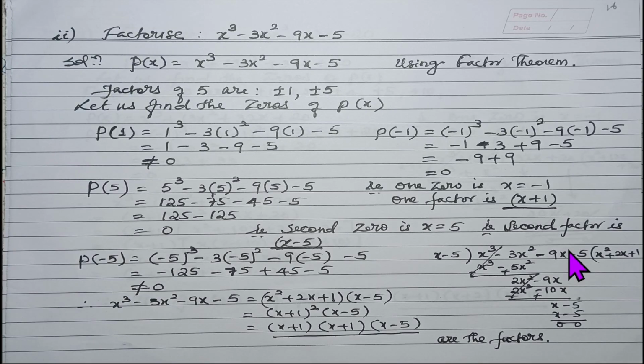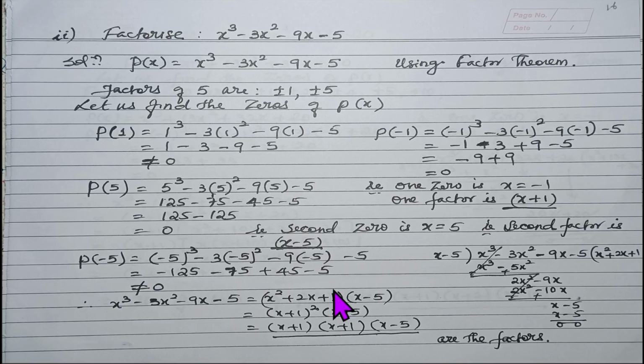Therefore, applying the division algorithm for polynomials, we get: dividend is equal to divisor into quotient. So x cube minus 3x square minus 9x minus 5 is equal to (x square plus 2x plus 1) in the bracket (x minus 5). Now I have got x minus 1 as a factor here.